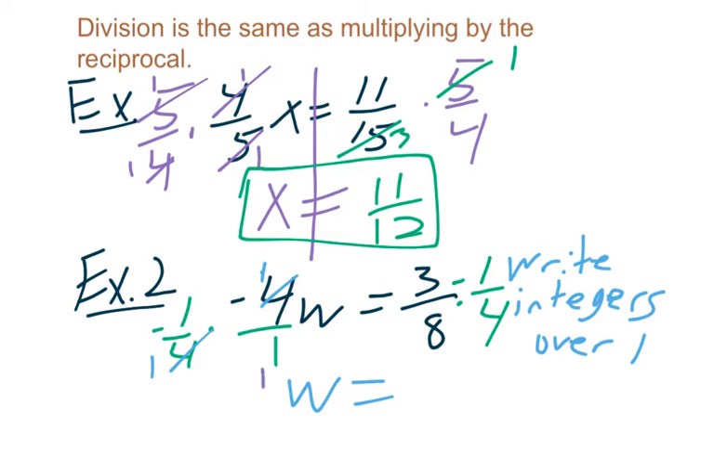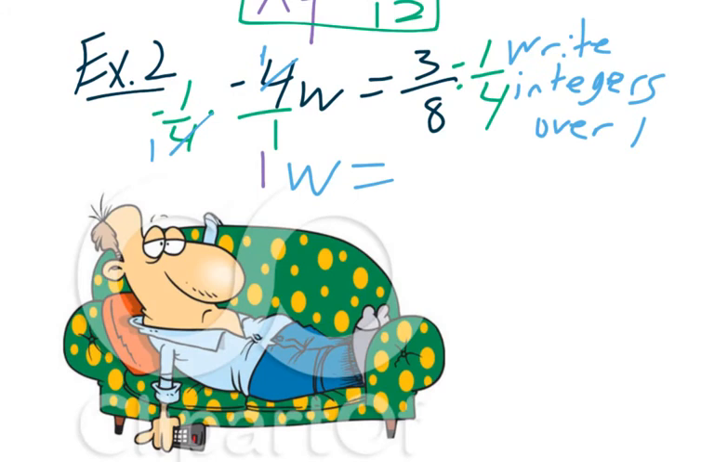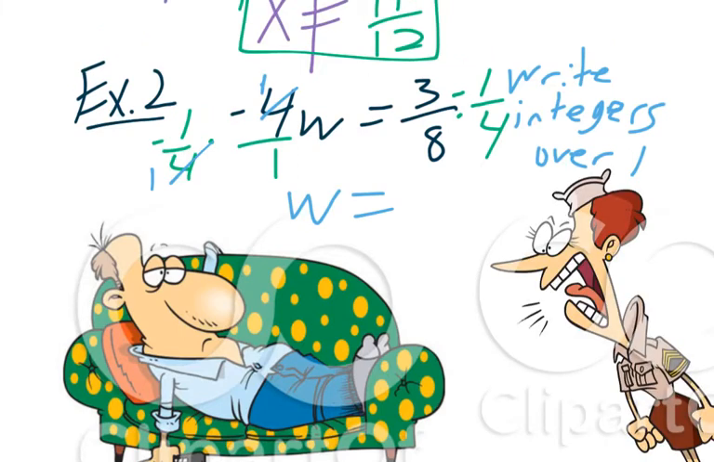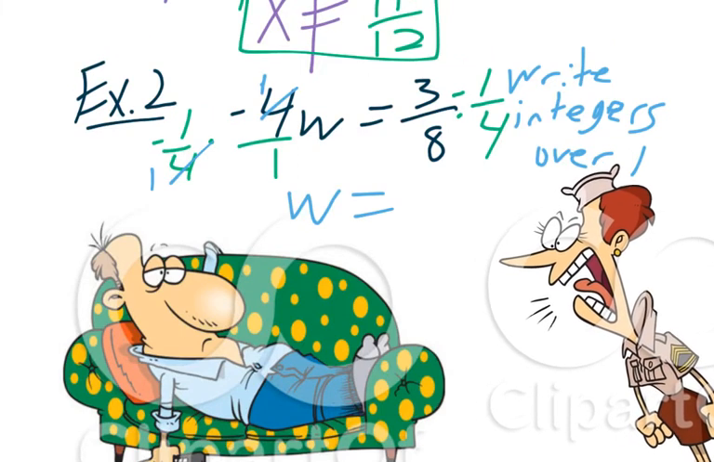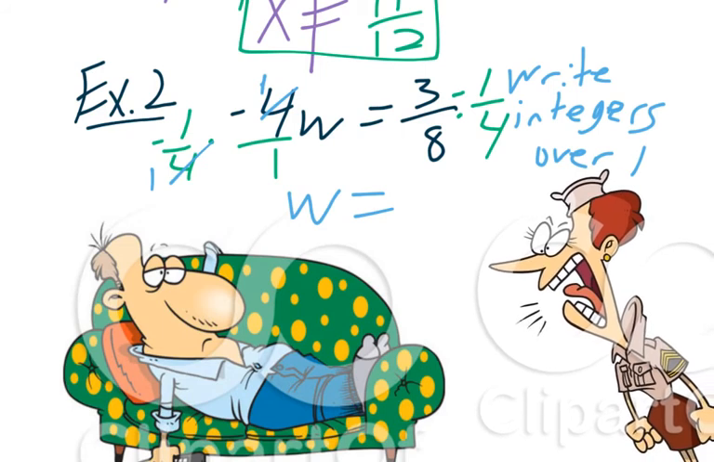But we're lazy mathematicians, so we don't put that 1 right there. That 1's too much work. I won't put it there. If I was solving that equation, I would put that 1 there.